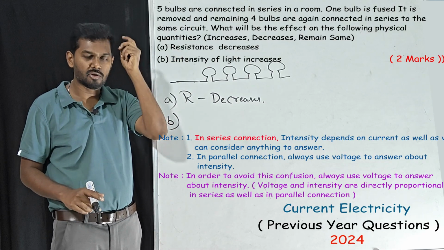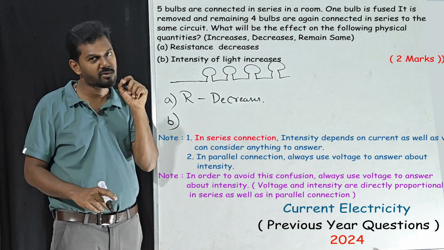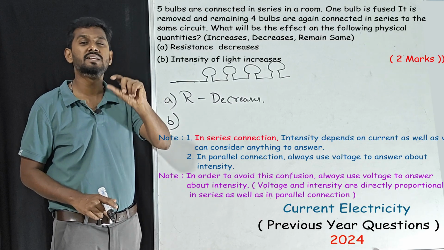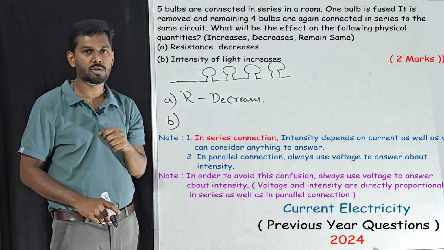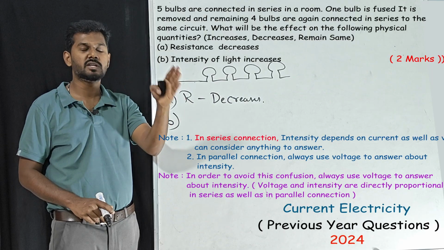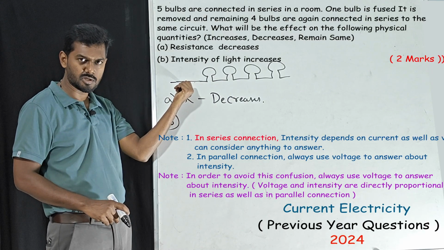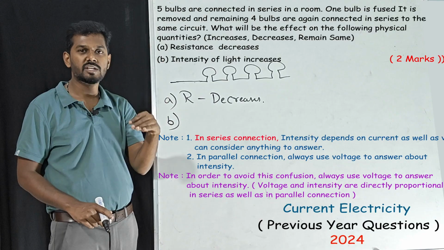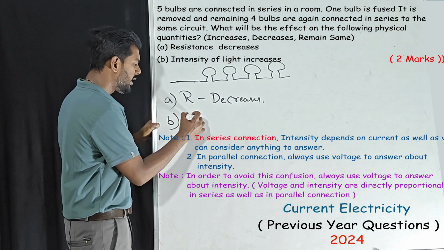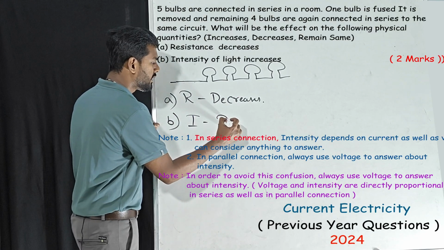In Google and all, it will go for current only. Current will give you the proper answer, but it is a little complicated compared to voltage. So when it comes to intensity, always go for voltage. In this case, as one bulb got fused, we have only 4, voltage has increased, so intensity also increases.